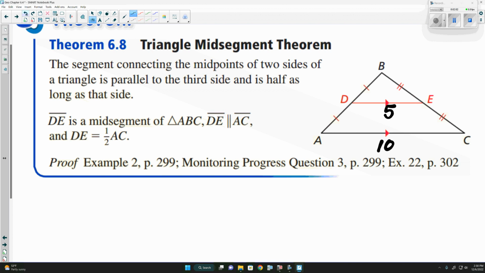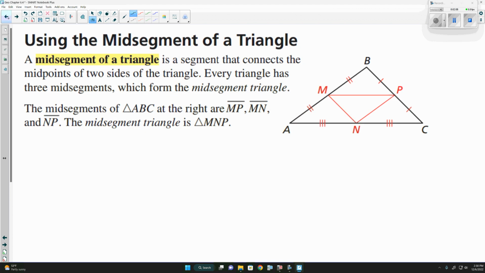And if we think about it, I'm going to go back to the previous one. So MP is half the length of AC, yes? Well, that also means that AN and NC, as well as MP, would all be the same length, because point N is the midpoint, it cuts it in half. So these three lengths would be the same. We can also say that AM, MB, and NP would have the same length. And the same would be true for BP and PC. Just cut it in half.